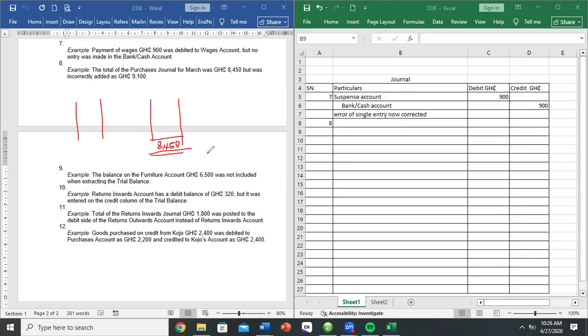Is this an error of principle? No. Thank you. Is this an original entry? No. Okay. Is it a casting error? Yes.